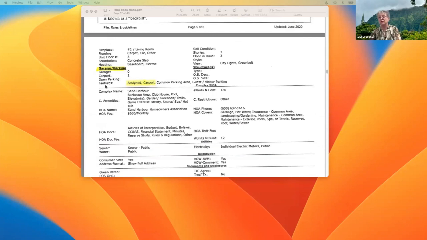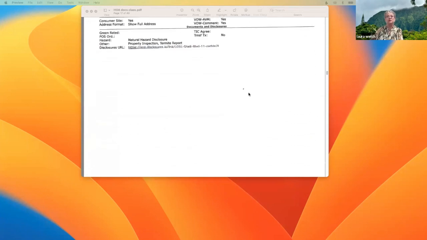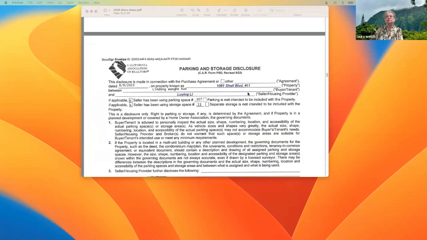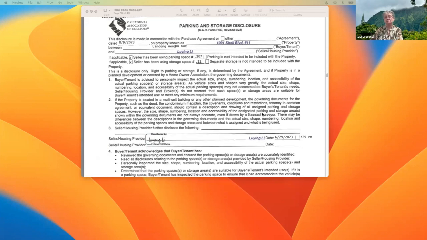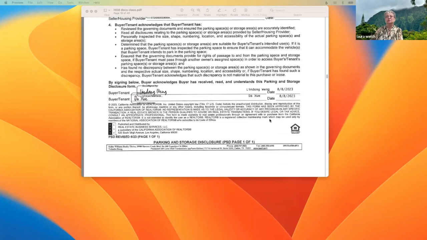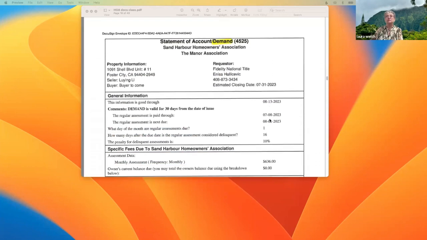Okay, we're talking about parking, right here, the assigned carport. This is how you know you're going to have to fill out the form and find out where it is. And here's an example. Here's their space number, and here's the storage space number. Here's your statement of account, the demand.